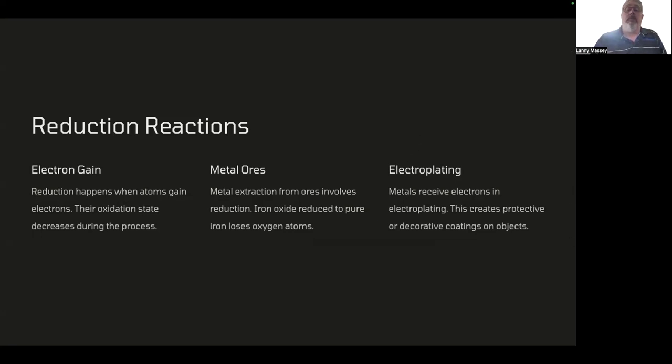I have a question. Sure. Okay. So the first slide said electron loss, but the second one said electron gain. What is the difference?